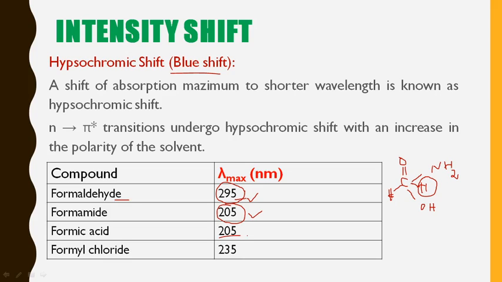nanometer. So, you are experiencing a decrease in the lambda max value. As the lambda max value decreases to a shorter wavelength, it is a hypsochromic shift or simply blue shift. For the case of formyl chloride also you will experience the same hypsochromic shift.